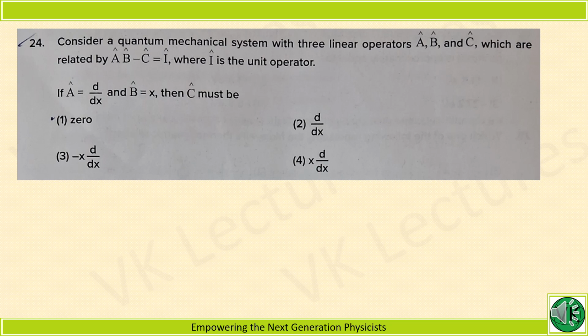Consider a quantum mechanical system with 3 linear operators A, B and C which are related by AB minus BA equal to C, where I is the unit operator. If A equal to d by dx, B equal to x, then C must be. The answer is option 4, x d by dx.